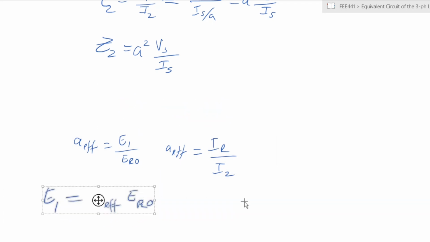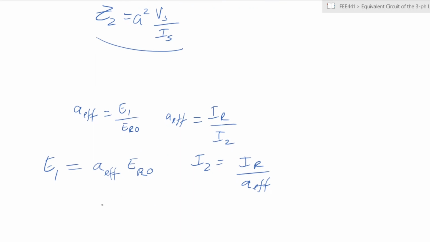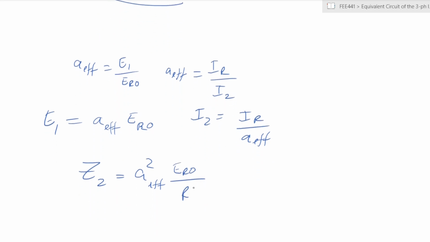So that comes here. And similarly, for your current, you have I2 is equal to IR over A_EFF. Okay, so we have related those two. Now, your Z2, which we had created down here, is given by Z2 is equal to A squared effective times the VS, which we know is this, ER0, over the secondary, which is given by IR.